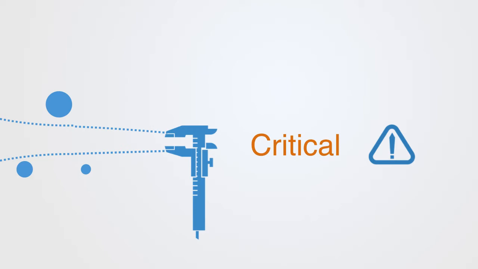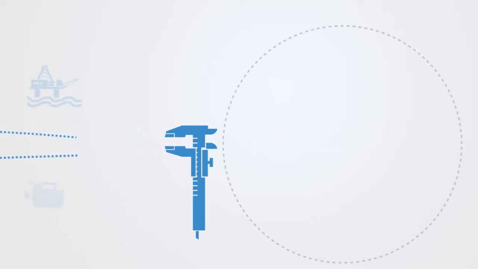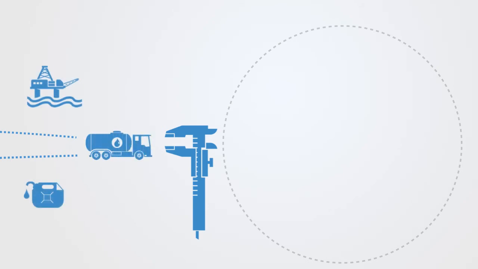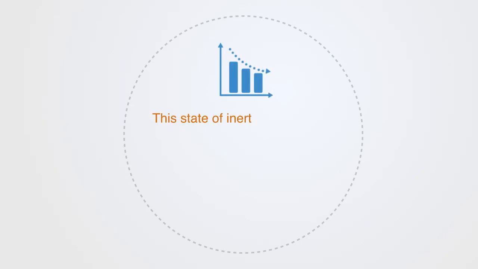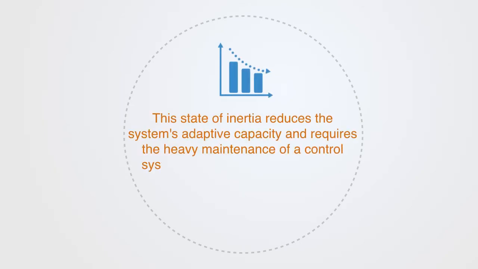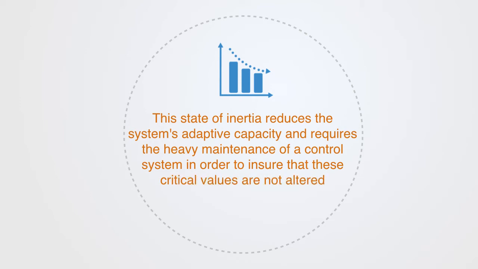create systemic shocks. The classical example of this being our current dependency on petroleum, where small changes in the input value can ramify across the whole system, and here again this critical state was created by path dependence, a process driven by positive feedback and negative externalities, as we previously saw when we talked about carbon lock-in. But this state of inertia reduces the system's adaptive capacity and requires the heavy maintenance of a control system in order to ensure that these critical values are not altered.